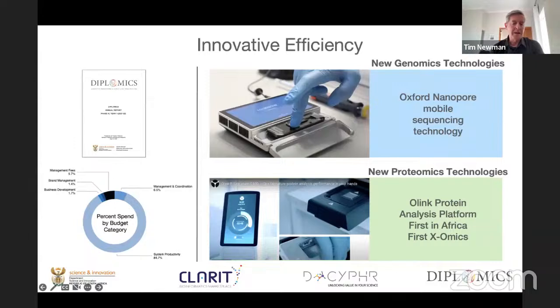And from a budget perspective, we're also lean and efficient. We spend nearly 85% of our budget on direct initiatives to support omics in South Africa, and a relatively small proportion goes to management and to things like brand management and business development. So on the right are just 2 examples of some of the approaches we're taking.